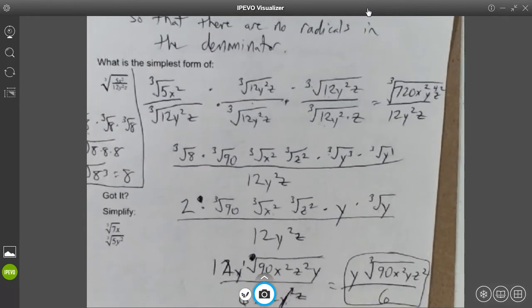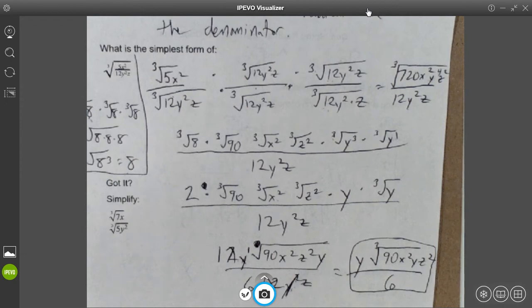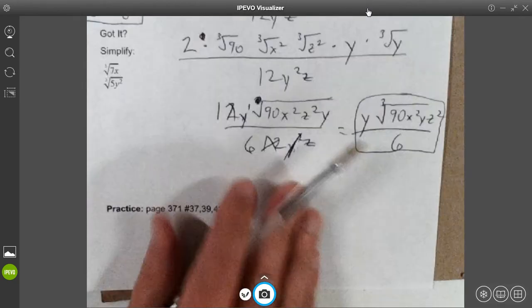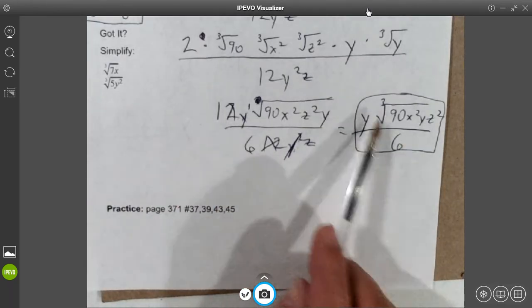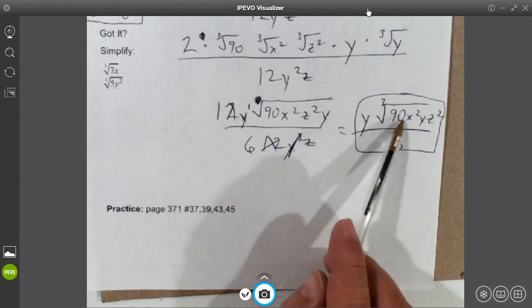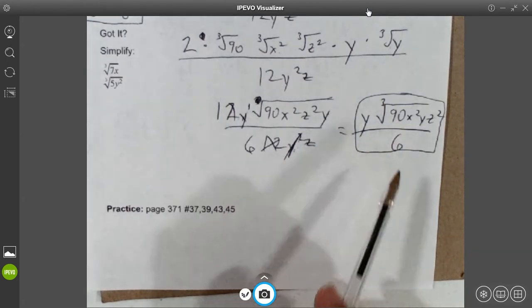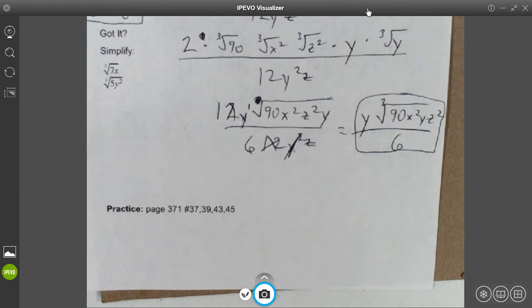Holy cow, that's a lot of steps. But again, this idea of rationalizing the denominator, we took this expression here, and it is equivalent to this expression. And it's in simplest form. There's no more perfect cube factors I can take out of there, and I don't have a radical in the denominator anymore. All right, so just these four questions.